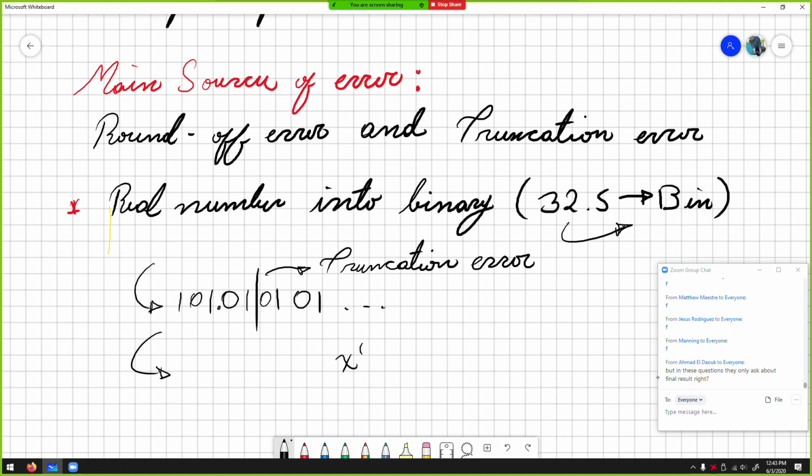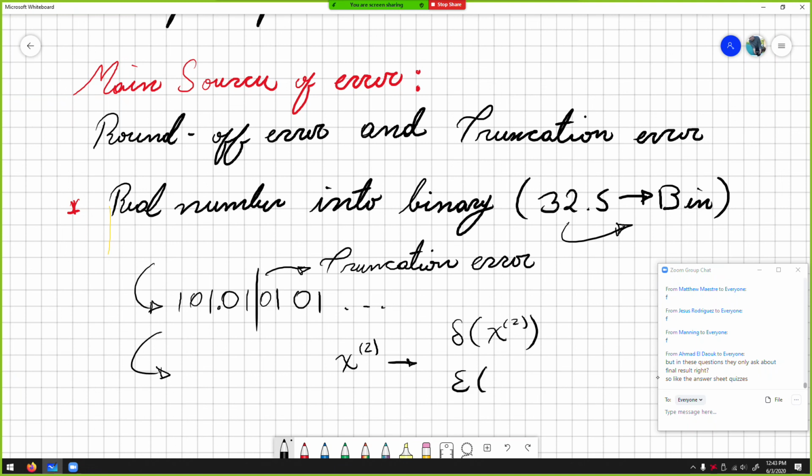So if you're at your second iteration, I can ask you to calculate the residual at that second iteration, calculate the epsilon or the iterative convergence at that second iteration, or calculate something else. But in this question, they also like the answer sheet quizzes. Exactly. Yeah, it's a similar idea.